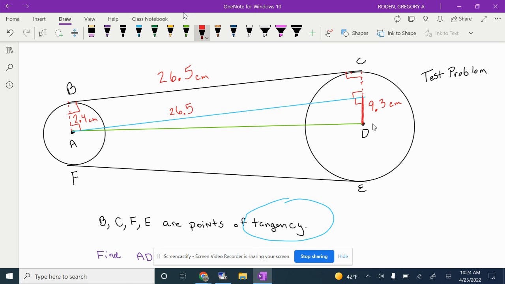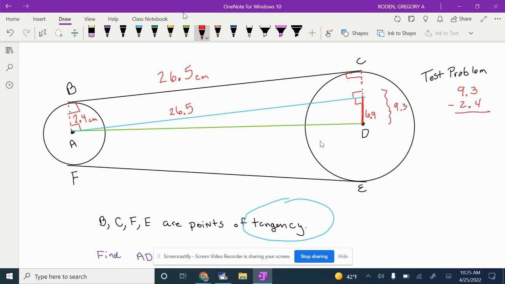It's not 9.3. 9.3 is the whole thing. It's 9.3 minus this amount right here, this 2.4, because this is 2.4 right here. So that measurement is 9.3 minus 2.4. Very good, class. And what is that measure right there, class? 6.9. So 9.3 is the whole thing, but that little piece right there is 6.9. You guys see that? See that 6.9 right there? This is 6.9, and the whole thing was 9.3.